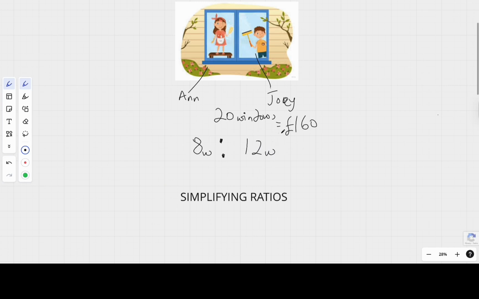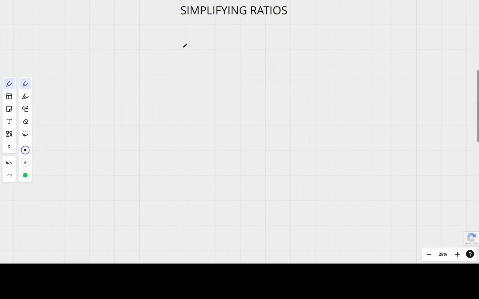And if they are sharing the money, obviously the person who cleaned the most windows is going to get the most money. Now let's have a look at simplifying ratios. Simplifying ratios is just like simplifying fractions. Let's look at the first example.